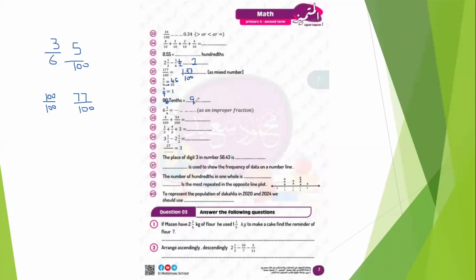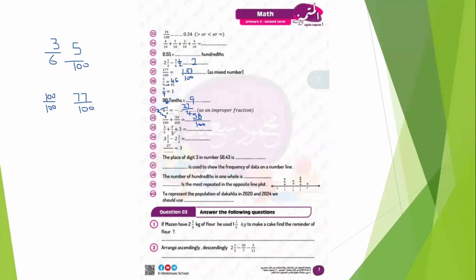Next, 6 and 3/4. How can I write it as an improper fraction? First, multiply: 4 times 6 equals 24. Then add: 24 plus 3 equals 27 out of the same denominator. So 27 out of 4. 32. 4 out of 100 plus 54 out of 100. If I have the same denominator, we add the numerators. 4 plus 54 equals 58.